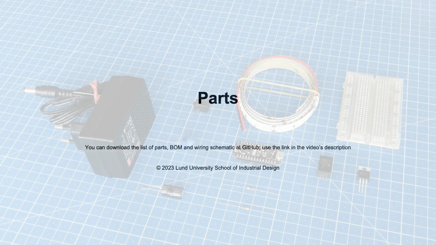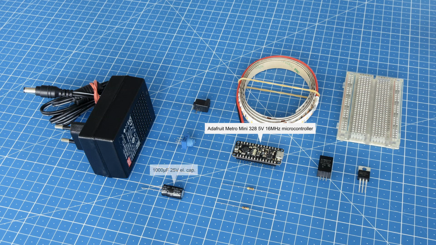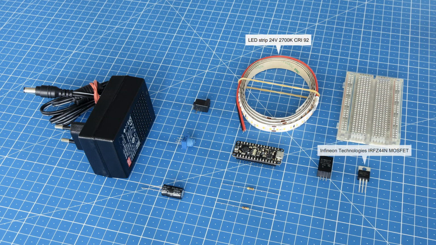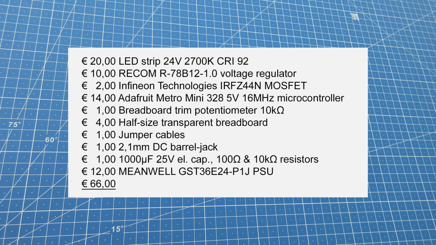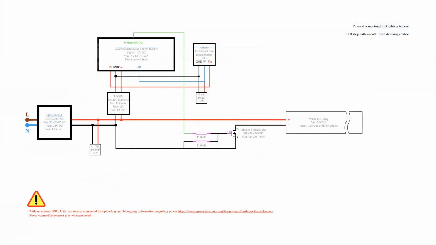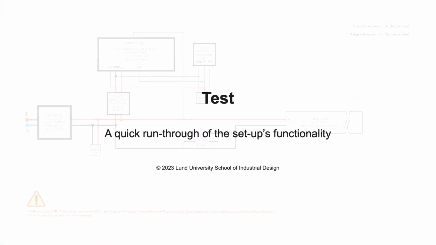To keep it simple, we keep hardware to a minimum, because the clever stuff happens as always in the code. Here's an overview of all parts in case you're not so familiar with them. You'll need the specified components, but you can find cheaper substitutes online. The wiring of the setup is really straightforward. And now a quick demonstration.